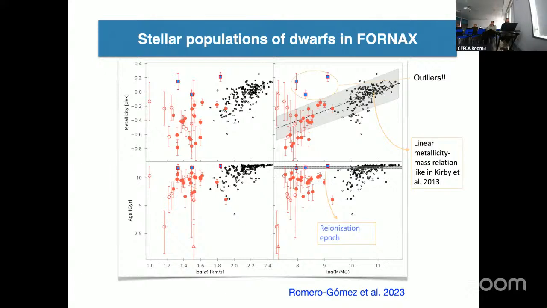And also, this is the metallicity mass relation. Okay, the elliptical galaxies, let's say the massive galaxies, are located here, and the dwarfs from Fornax are located here with a higher dispersion. And these 3 old galaxies are quite out from the metallicity mass relation.